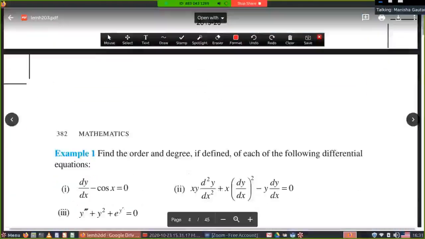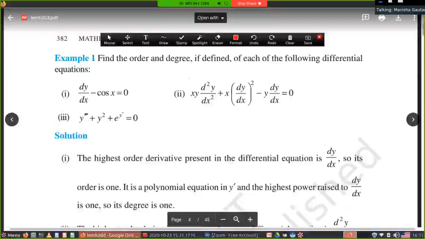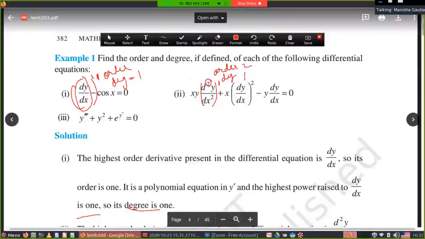Now come to the example. Example number first. Find the order and degree of the given differential equations. Here the maximum order, maximum derivative done is once, only one. So order is 1 and its power is 1. So degree is also equal to 1. In the second, the order is 2. Maximum derivative is done twice. It means order is 2. Its power is 1. So degree is 1.